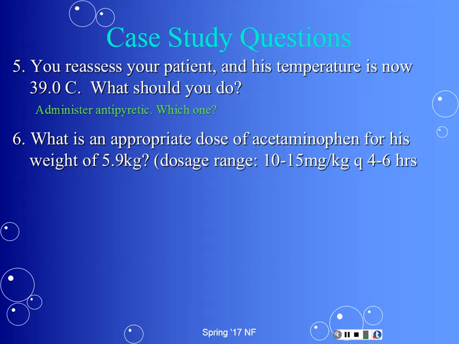So acetaminophen, the dosage range is 10 to 15 mgs per kilo. If you ever end up working with kids, that's just something to memorize. And there's your fun fact. So we've got 5.9 kilos. This is weight. If it's 10 to 15 mgs per kilo, what's our dosage range? To 88.5 milligrams. Okay, so they can dose them depending on that.